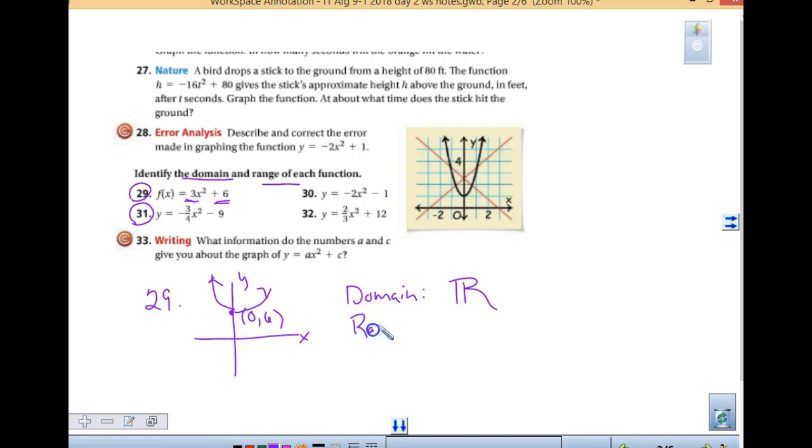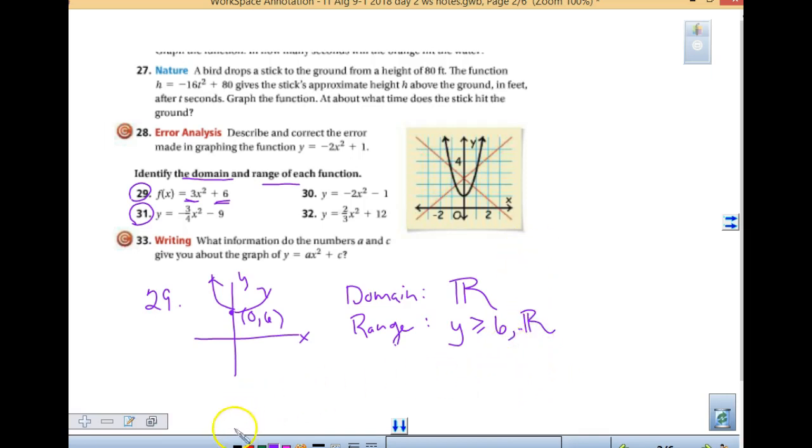Your range is looking at where your vertex is. When we look at our vertex at (0, 6), our graph is going up. So we are going to say where y is greater than or equal to 6, again, for all real numbers, because it can be fractions and decimals going up from there.